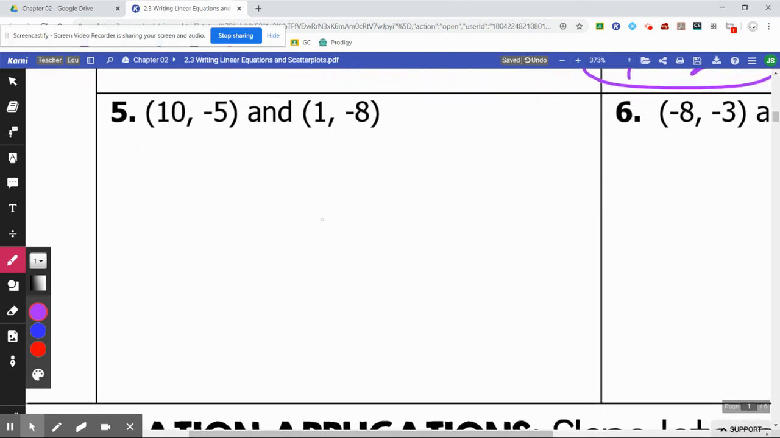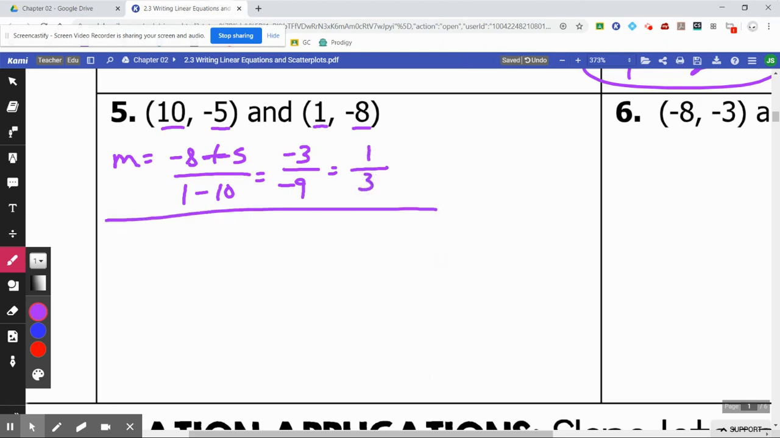Number 5, your slope, y minus y, would be -8 minus -5 over x minus x would be 1 minus 10. Minus minus is a plus. -8 and 5 is a -3 over 1 minus 10 is -9. Negative divided by negative is a positive. 3 over 9 reduces to 1 over 3. So 1/3 is your slope.